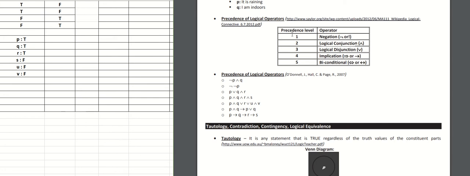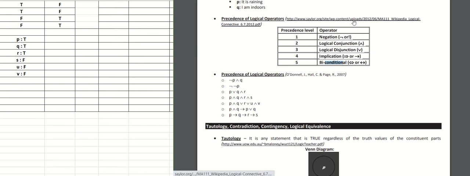So we have here the precedence levels, from the first up until the fifth. The first one that needs to be solved is the negation. We have to get the truth value of the negation first. The second is the logical conjunction or the AND operator. Third, the logical disjunction or the OR operator. Fourth, the implication, the if-then operator. And lastly, the biconditional or the if and only if operator.